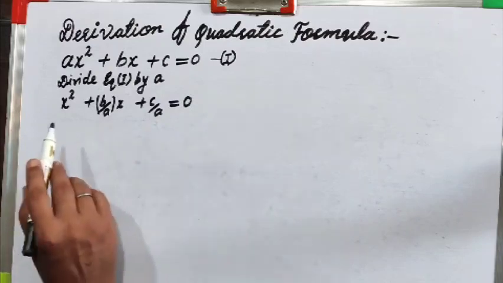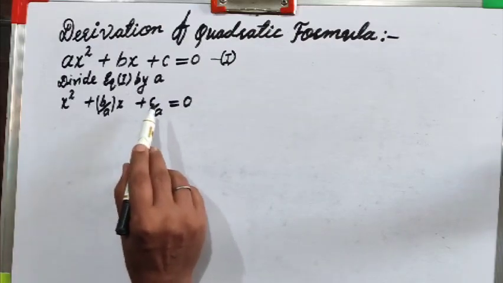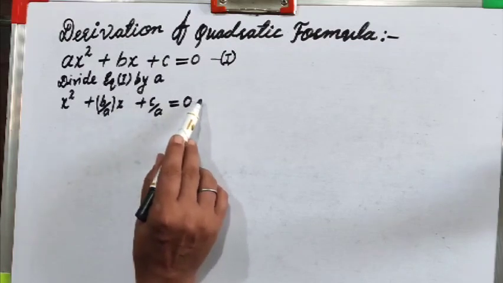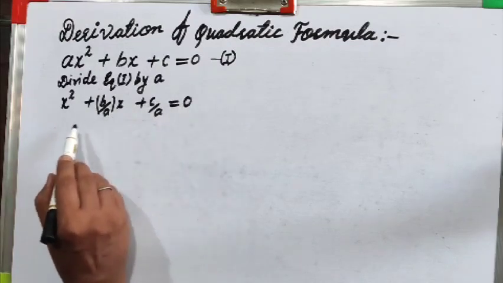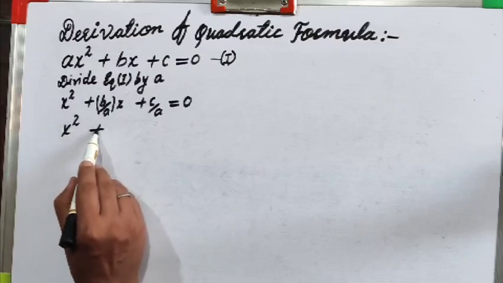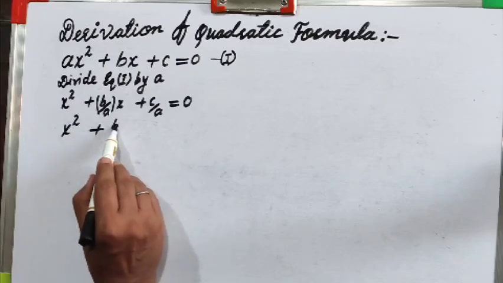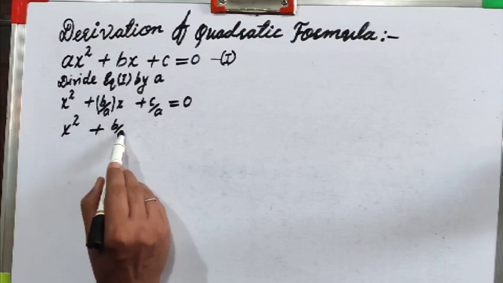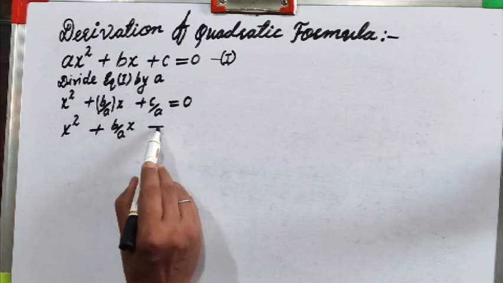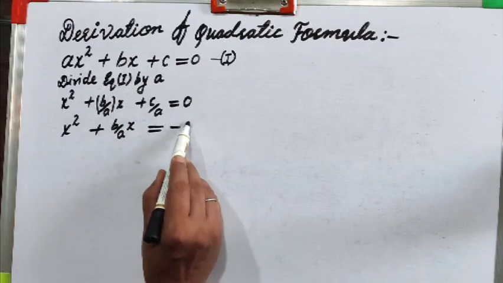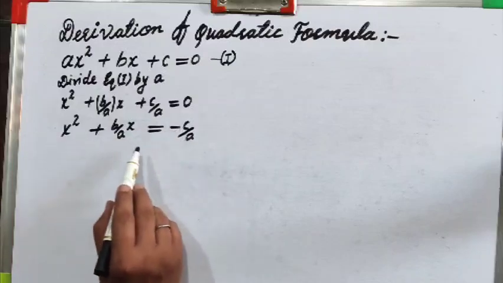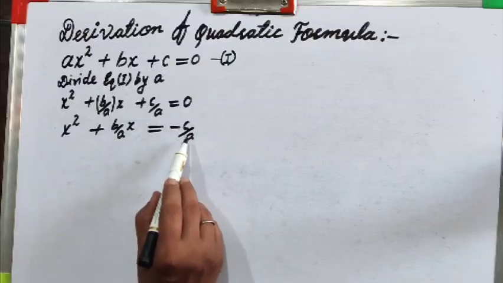Now after this we will transpose c by a to the right hand side. After transposing it, you will get the expression x square plus b by a x, which is equal to minus c by a, as I transpose this number.